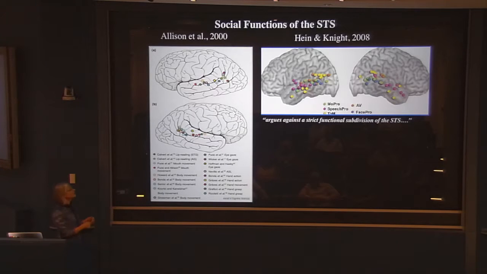And in a review article from a bunch of years ago, Hein and Knight made an updated figure like that, and they looked at a bunch of different functions from different studies and stuck a dot up there for each study, and they said, look, this stuff is all interleaved. You have motion processing, speech processing, theory of mind, audio-visual integration, and face processing, all in that same area. Therefore, they say, this argues against a strict functional subdivision of the superior temporal sulcus.